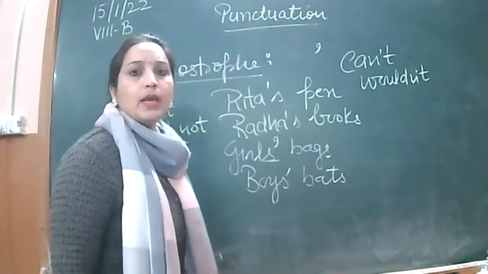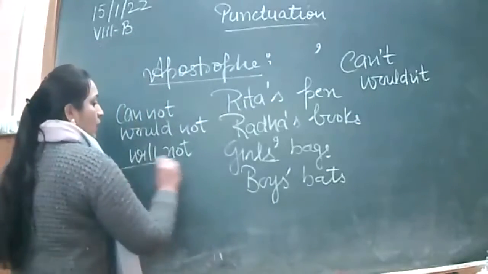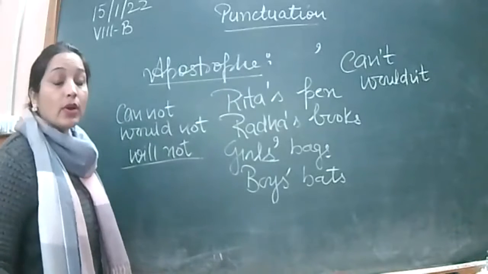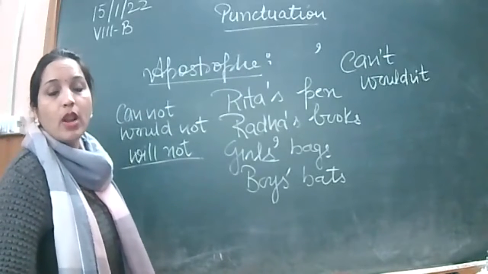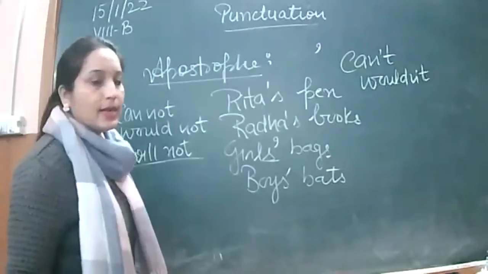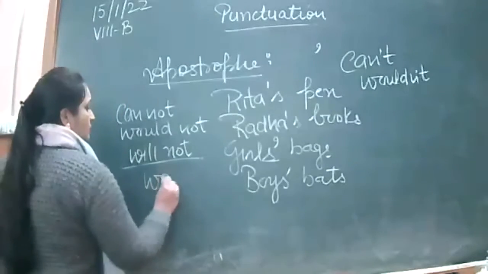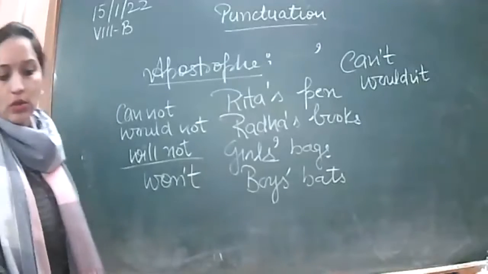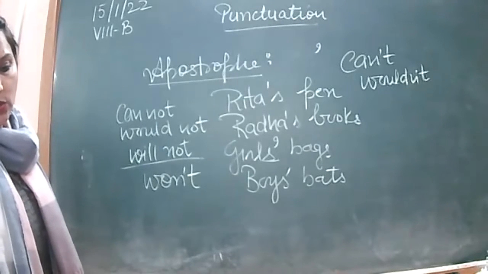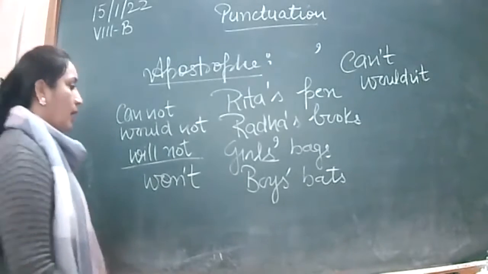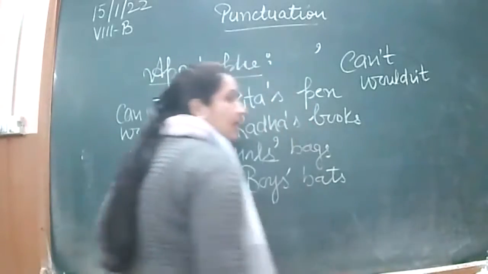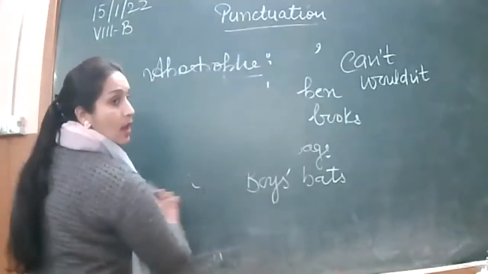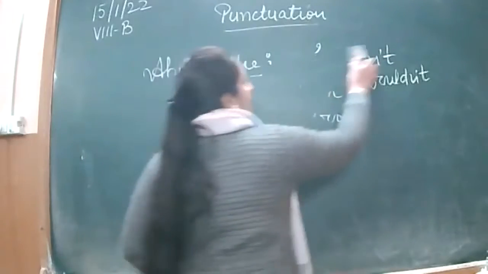Can anybody tell me the short form of will not? Do you know this? What is the short form of will not? Yes, it is won't. So in this case also the apostrophe is used. Okay. Clear? One more important thing I want to tell you, listen very carefully. As a student of 8th class, you should have this knowledge.